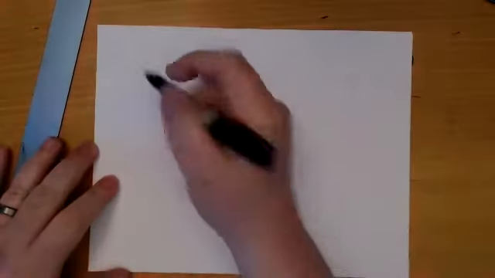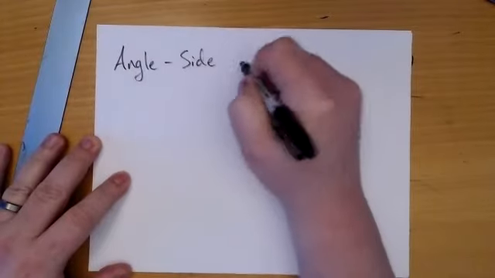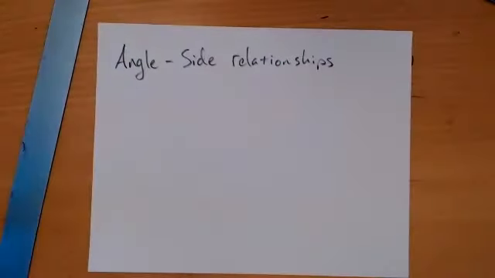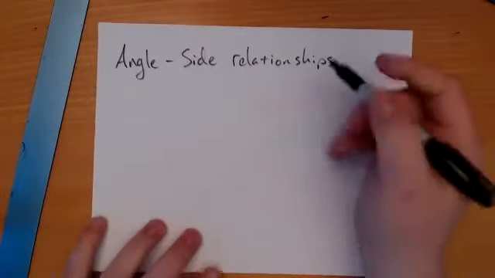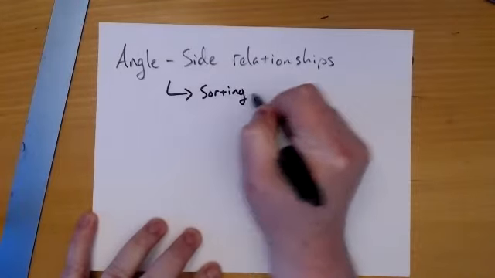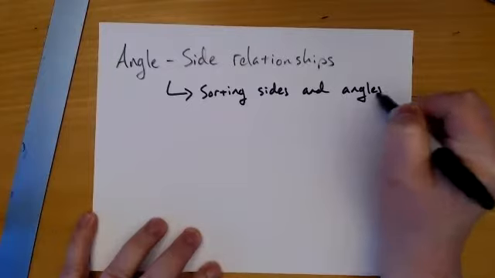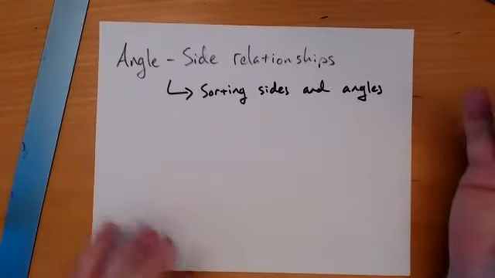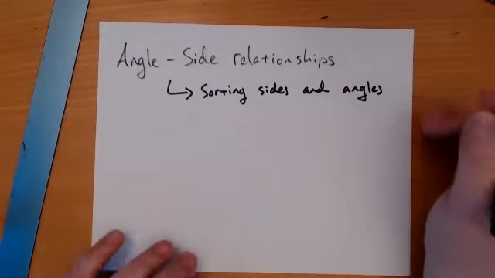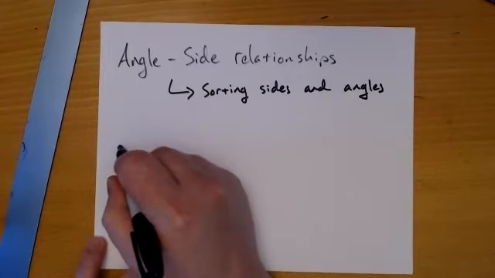Okay, so the two things we're going to be talking about are angle, side, relationships. This marker's already kicking it. So basically what you're doing is you're sorting the sides and angles. Like who's the biggest side, who's the biggest angle, who's the smallest side, who's the smallest angle. Like I said, not a lot of math in this one, man. And the other one we're going to be doing after that is, does it make a triangle?